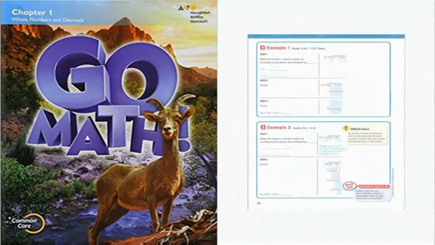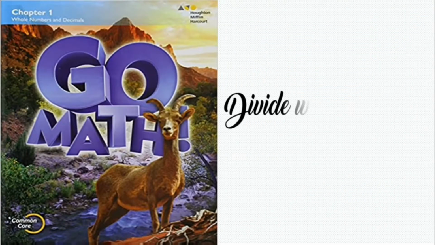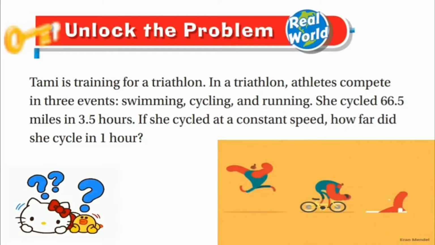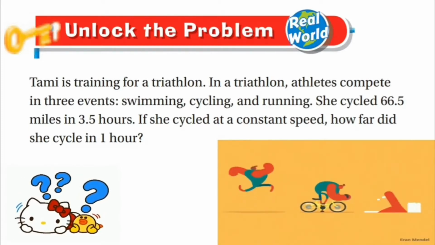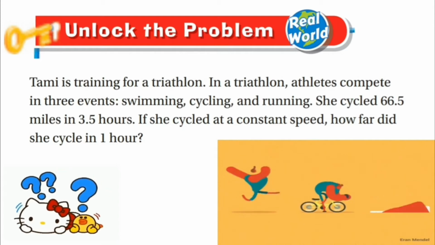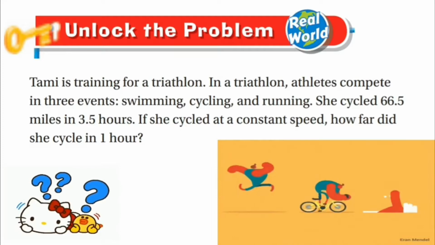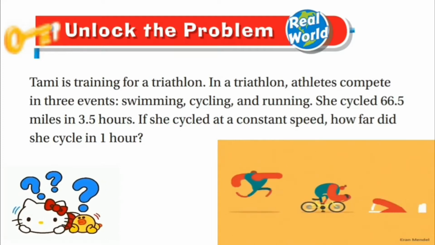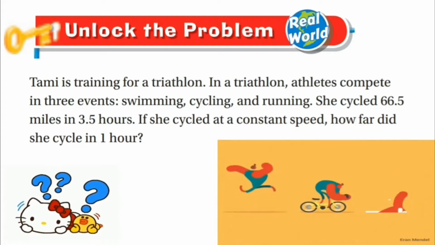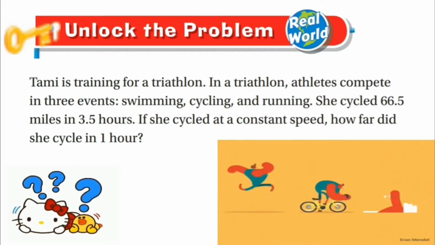Now get your book. We will have pages 55 to 57. Divide with decimals. Tommy is training for a triathlon. In a triathlon, athletes compete in 3 events: swimming, cycling, and running. She cycled 66.5 miles in 3.5 hours. If she cycled at a constant speed, how far did she cycle in 1 hour?